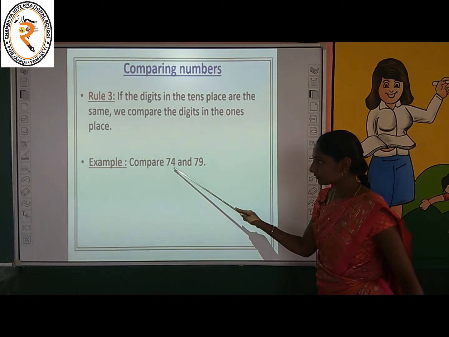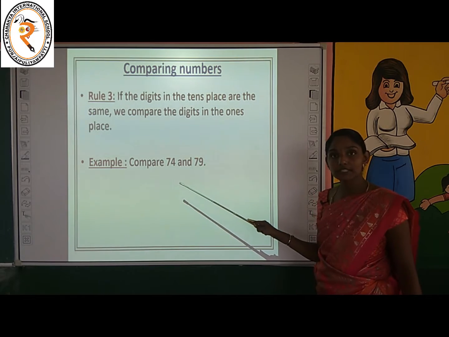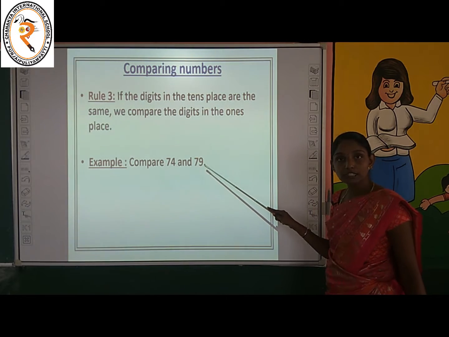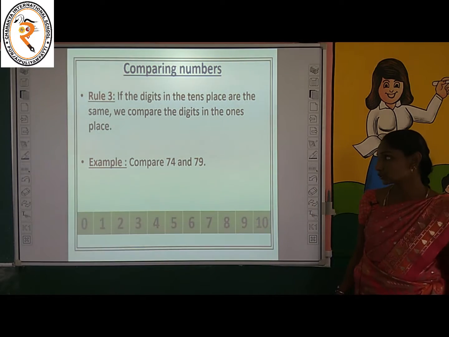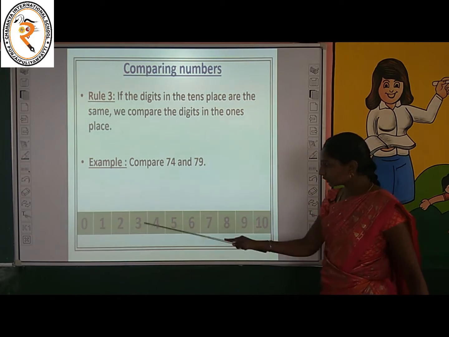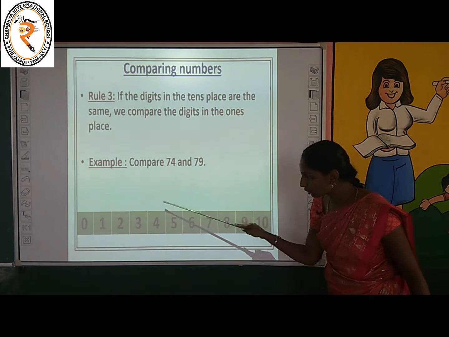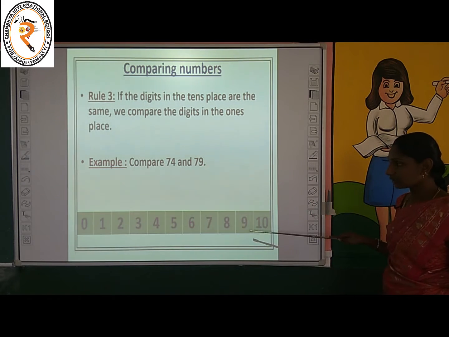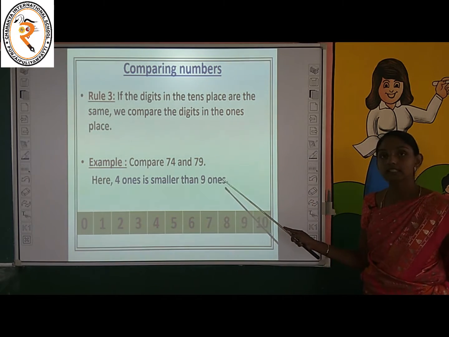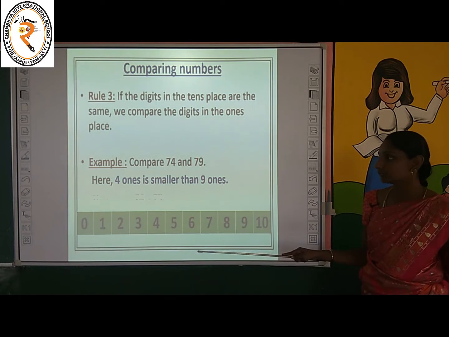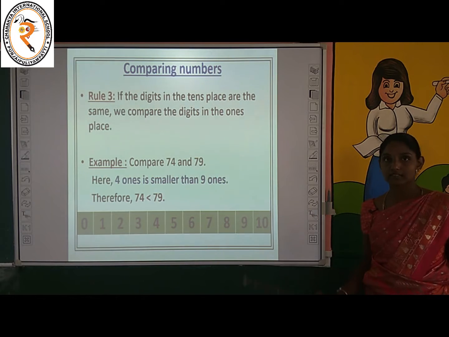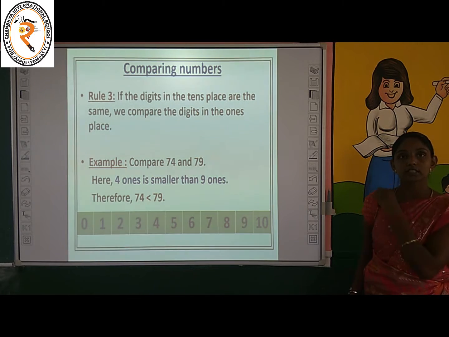Now we are going to compare the digits in the ones place. In the number 74, what is the number in the ones place, children? 4. In the number 79, what is the number in the ones place? 9. Now we are going to compare 4 ones and 9 ones. Is it smaller or greater? Using the number strip, yes, 4 ones is smaller than 9 ones because it comes before. Are you all clear, children? We can easily say that 74 is smaller than 79. Now are you all clear with the 3 rules?